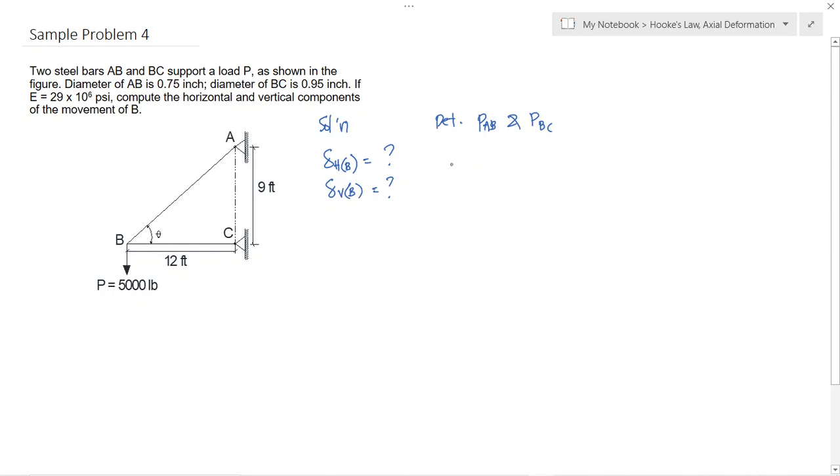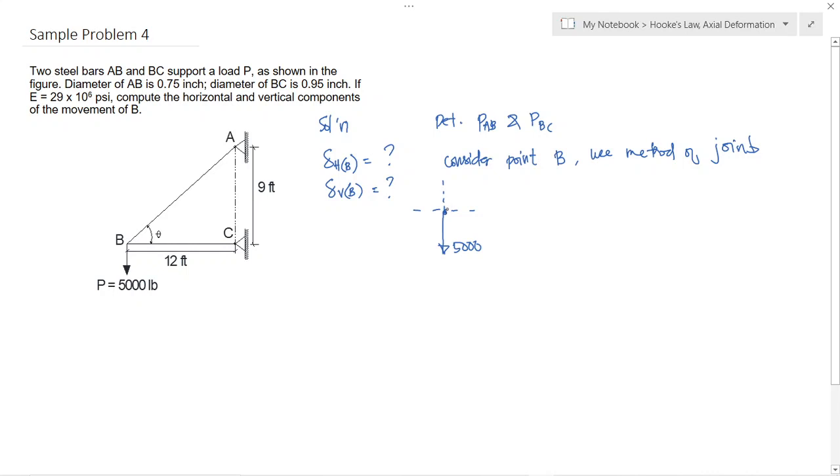Okay, so let us consider first point B. Consider point B and then use method of joints. If you recall the method of joints in statics of rigid bodies, let us draw the free body diagram at point B. At point B, class, there is the load P, which is equivalent to 5,000 pounds. X and Y axis. And then at point B, AB and BC also act.